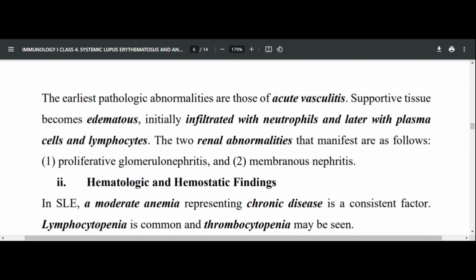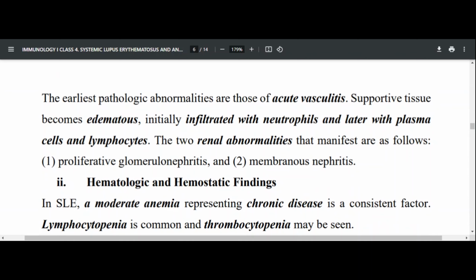So two renal abnormalities will also be seen as histologic manifestations, for example, proliferative glomerulonephritis as well as membranous nephritis. So these are the two abnormalities of the kidneys in this condition of systemic lupus erythematosus.